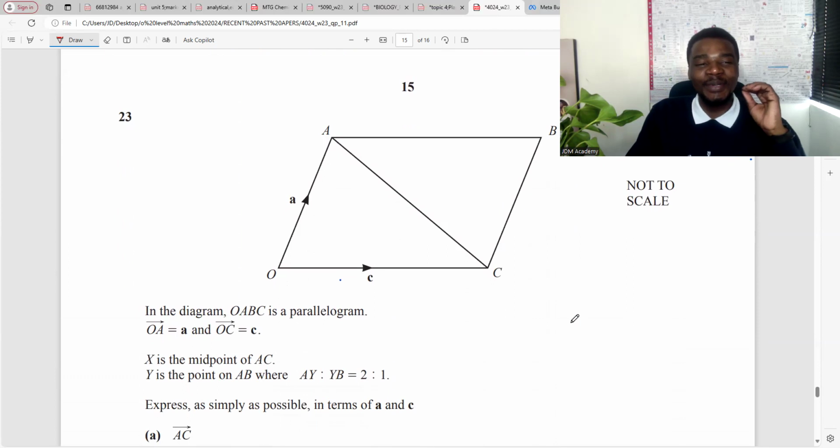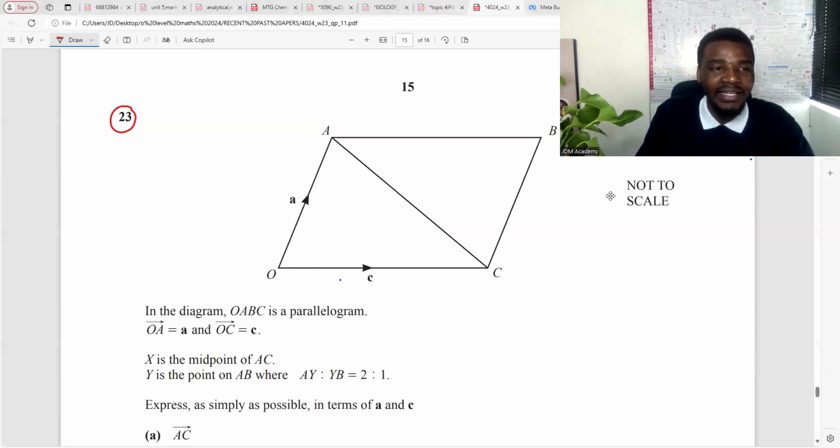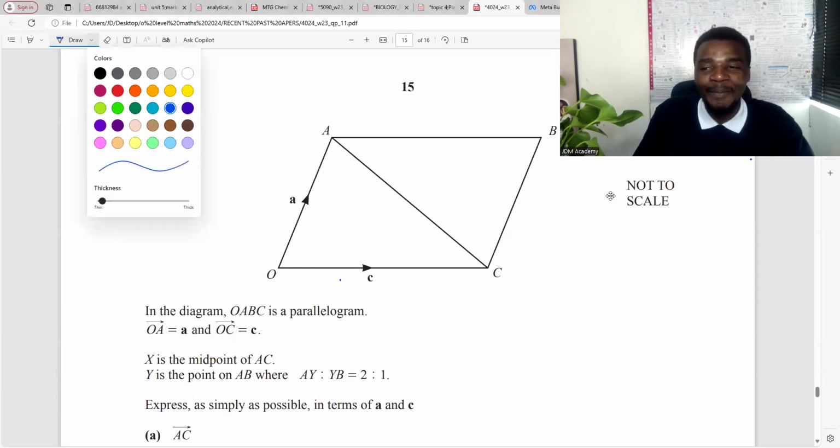Wow, question number 23 is for vectors. This is a very interesting question. The diagram here is written as not drawn to scale, but let's quickly see what exactly this diagram is that we have at hand.